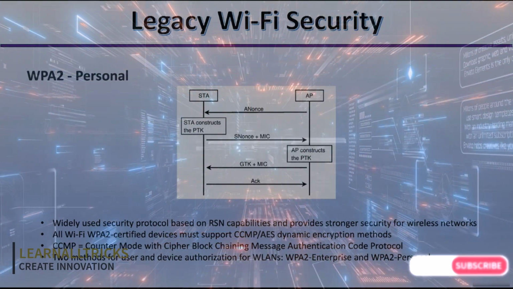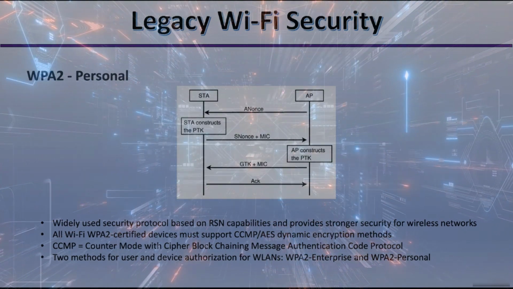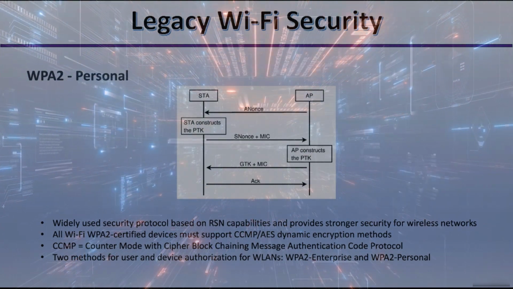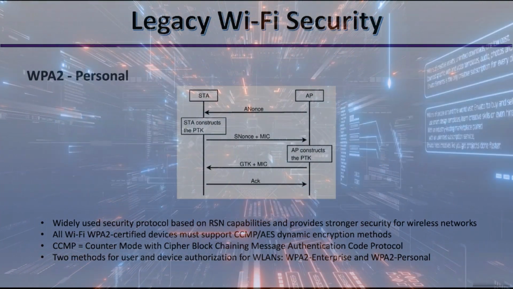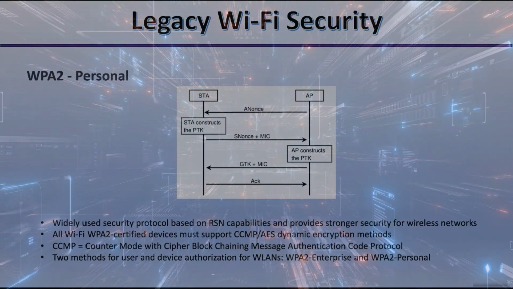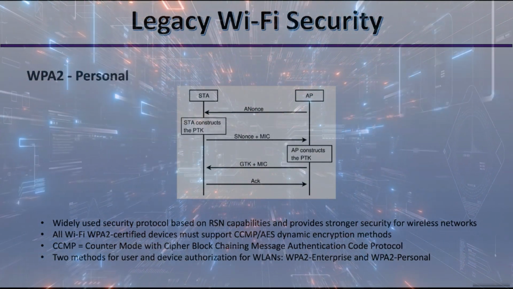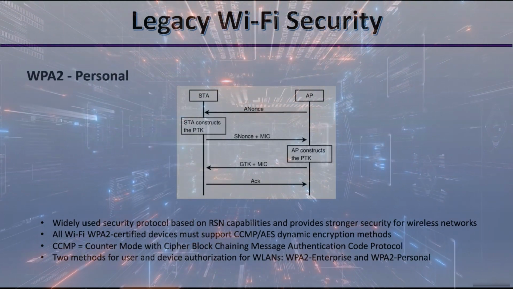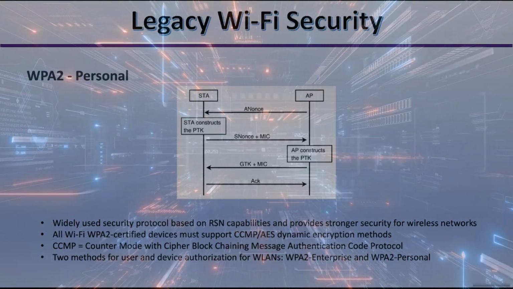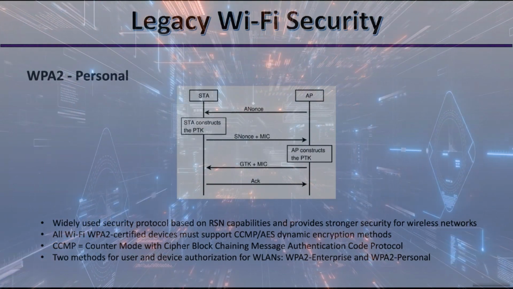Now, WPA2 has two methods for user and device authorization for wireless LANs: WPA2 Enterprise and WPA2 Personal. And WPA2 Enterprise requires support for 802.1x port-based access control security, and is intended for enterprise deployments. Now, WPA2 Personal uses a less complex passphrase, and that's intended for home use, although some enterprise still uses WPA2 Personal. WPA2 Personal is based on PSK authentication, which uses a pre-shared key to authenticate devices on the network.